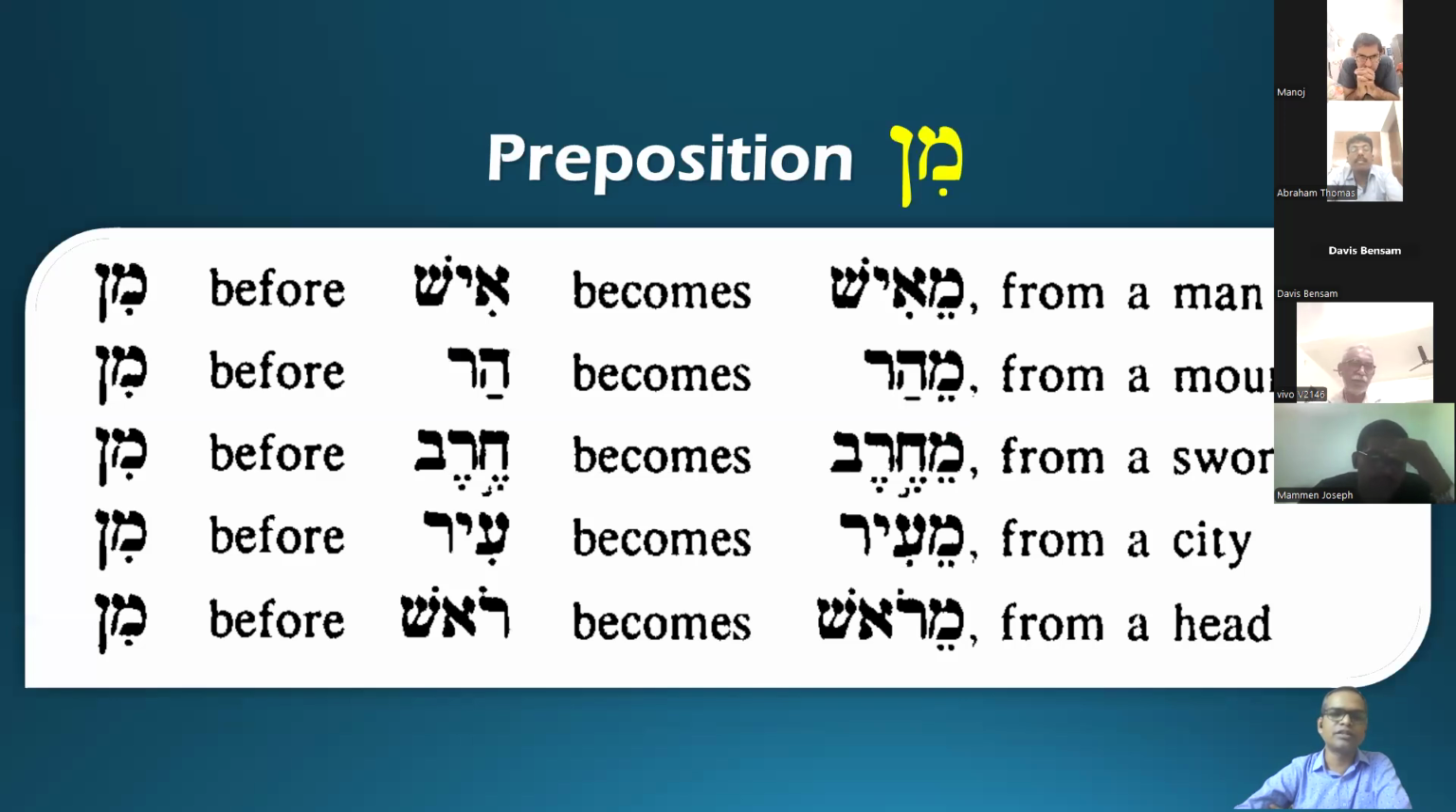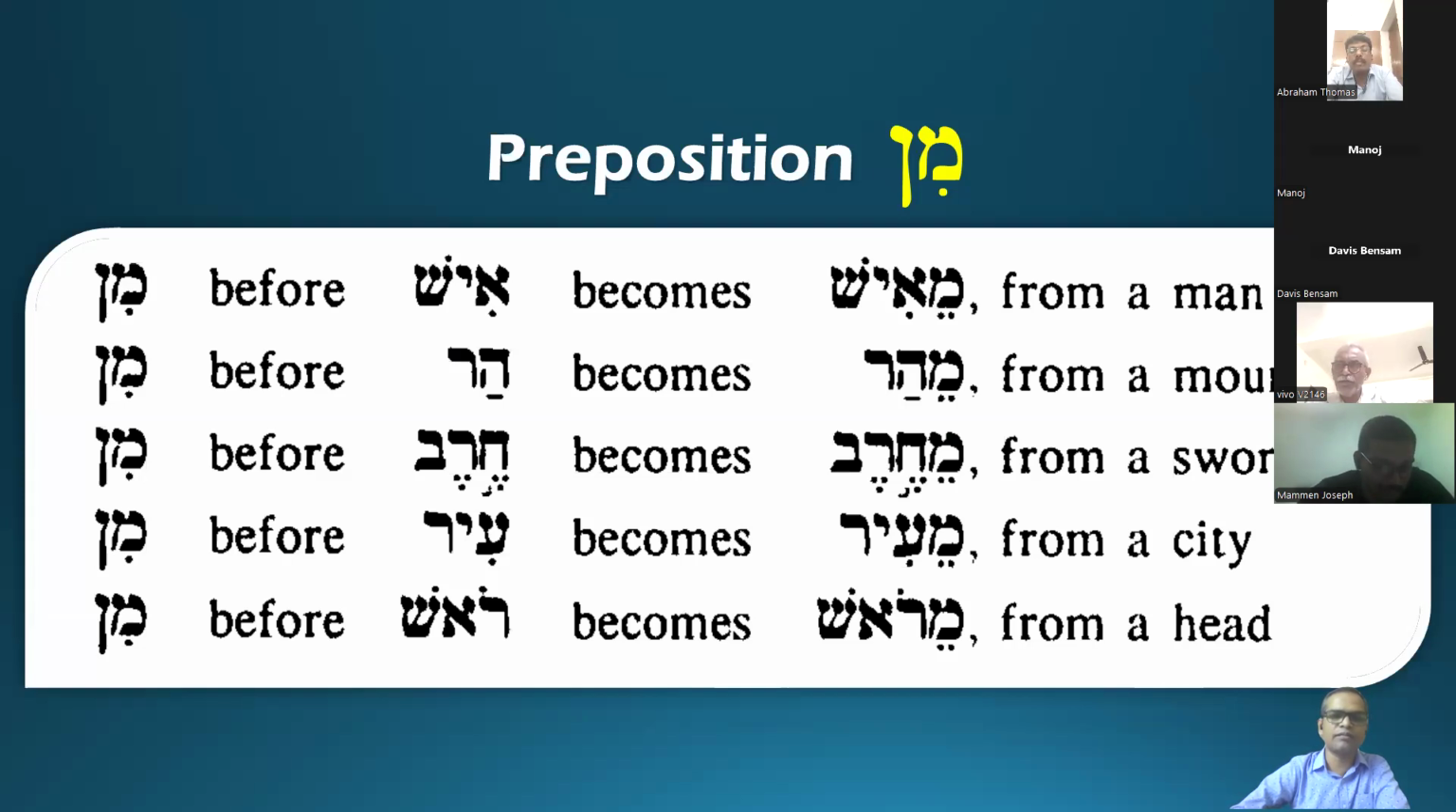Min before ish, whose initial consonant is a guttural, becomes me ish. So what you see here is mem, that is min, a preposition which carries hirak under the initial consonant. It is a short vowel, and nun is not assimilated into the guttural in the form of dagesh forte. So this short vowel under mem has to be lengthened because the next letter is a guttural. This is how you see there is a change in the vowel of min.